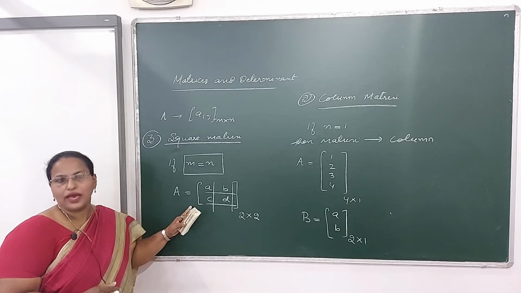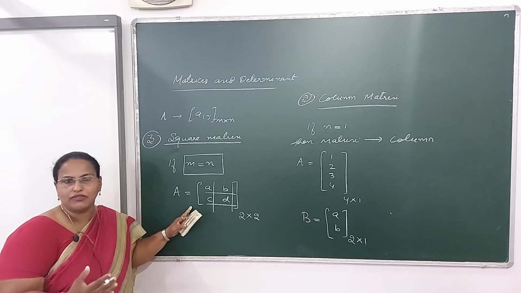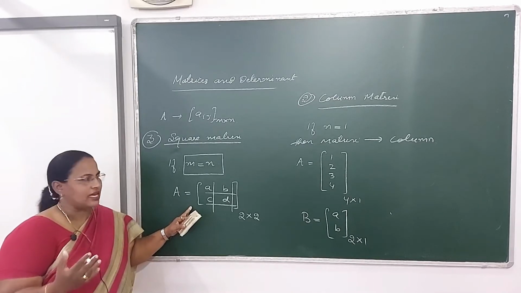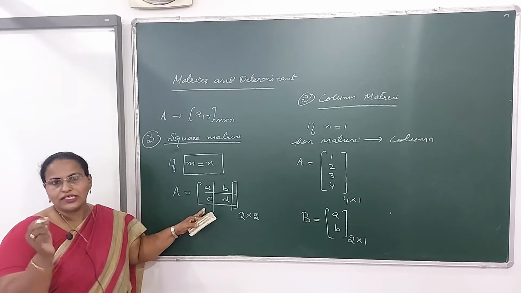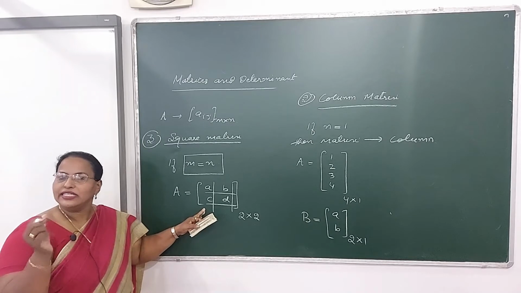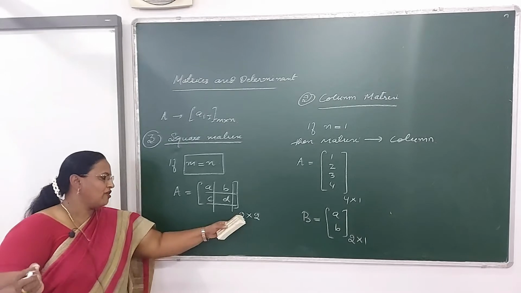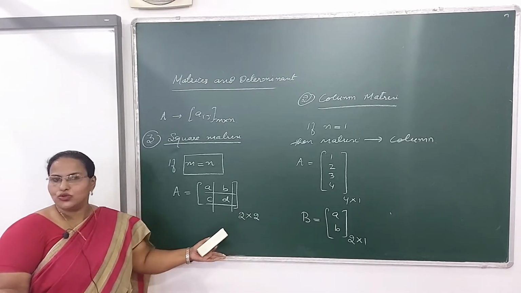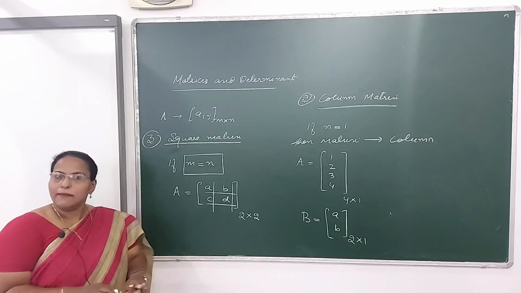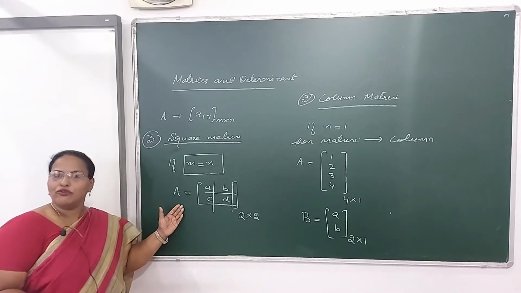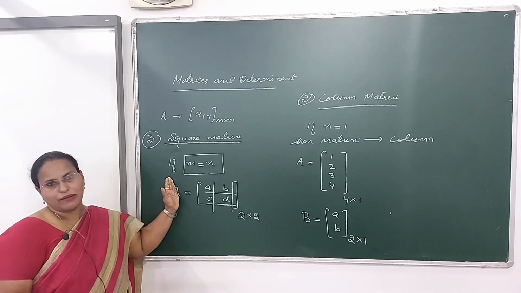Now in the case of a square matrix, we don't say it is a square matrix of 2 by 2 or 3 by 3 or 4 by 4. Simply we say this is a square matrix of order 2. Since the word square is mentioned, square itself denotes that the number of rows and columns are the same. So obviously m and n are both equal. So there is no need to say 2 by 2, 3 by 3, 4 by 4. Simply saying it is a square matrix of order 2 is sufficient.